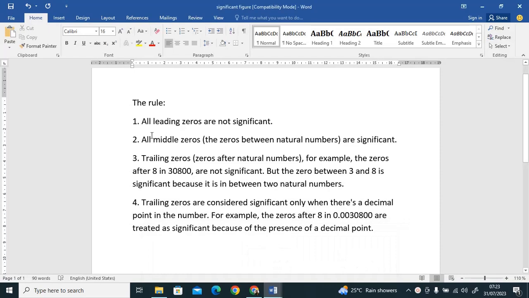Now, the rule states that all leading zeros are not significant. So let's look at all these rules one after the other, with a question under each, so you can get an idea of how significant figures work. Now, the first one: all leading zeros are not significant. What are they saying here?